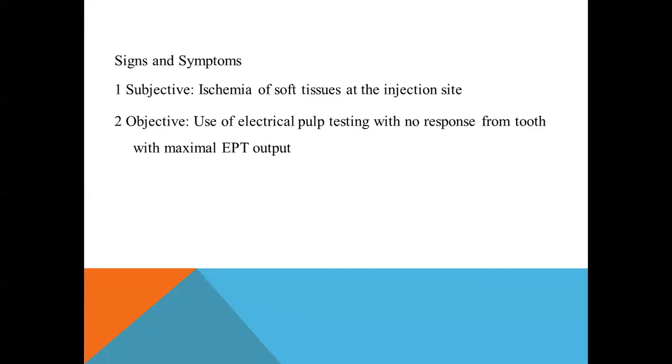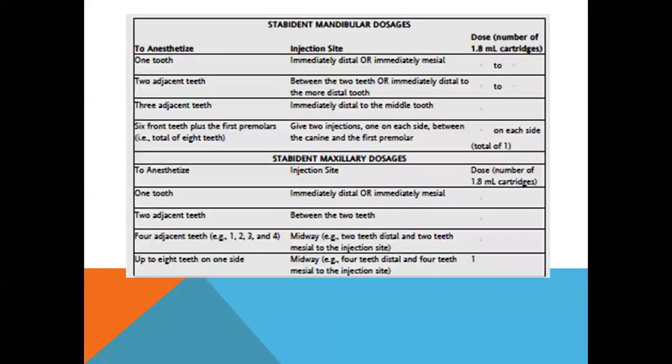Signs: subjectively, the patient will have ischemia of the soft tissue. Objectively, use pulp testing. You have to check whether there is a response or no response. So this is the Stabident dosage. Sometimes they may ask you a question.